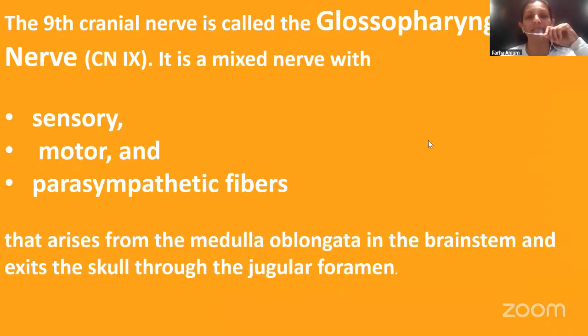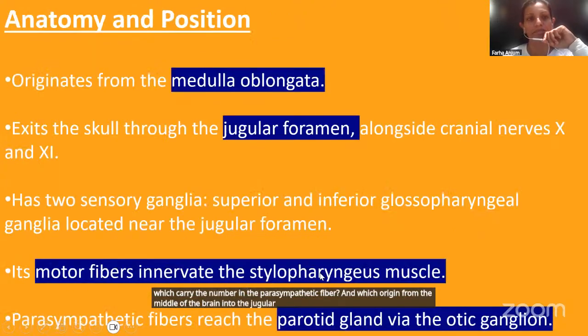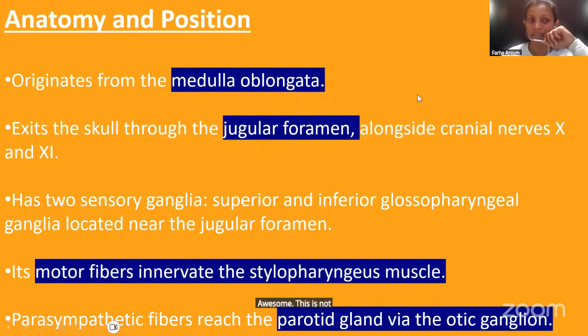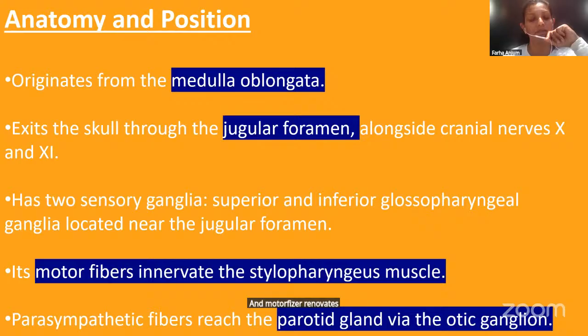So the glossopharyngeal nerve carries the sensory, motor, and parasympathetic fibers, and originates from the medulla oblongata, leaving the brain through the jugular foramen. It is distal to the jugular foramen and has two sensory ganglia, one superior and one inferior, also located near the jugular foramen. The motor fiber innervates the stylopharyngeus muscle, and the parasympathetic fiber innervates the parotid gland via the otic ganglion.